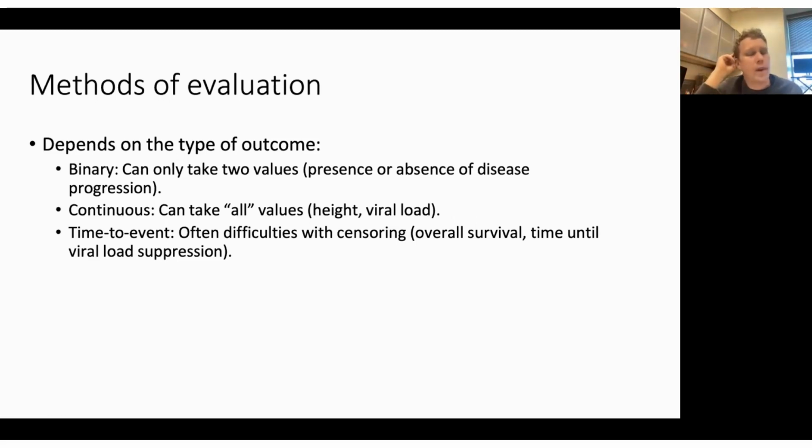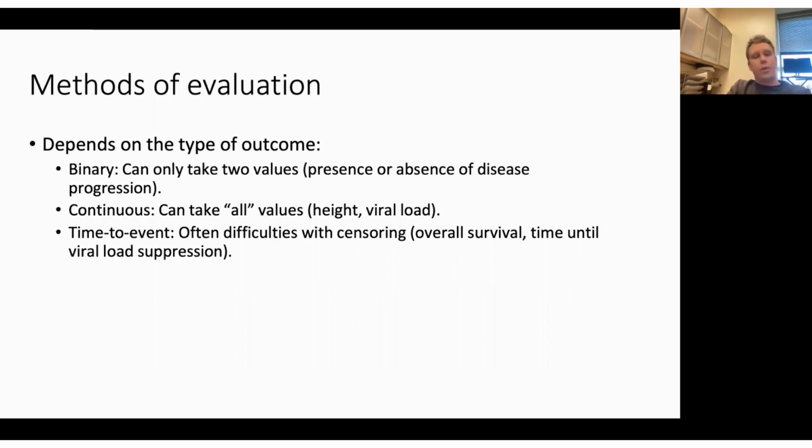And what the appropriate methods are depends on the type of outcome. We are going to be talking mostly about binary outcomes, but we'll briefly touch base on both continuous and time to event outcomes. By a binary outcome, we mean one that can only take two values, like presence or absence of disease progression. By continuous, we mean, and many of you have probably heard this before, an outcome that can take, quote unquote, all values at least within a specific range, like height or viral load.